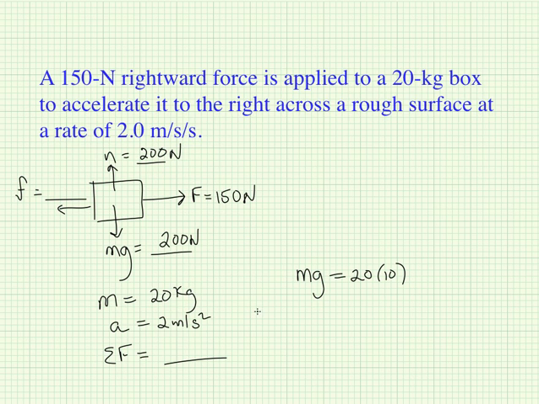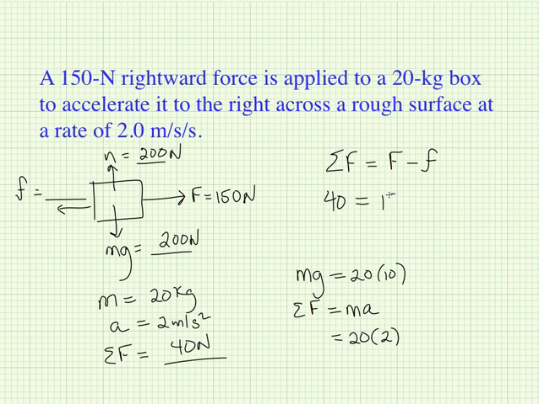All right, next, let's do the net force, because I know the sum of the forces equals the mass times acceleration. The mass of this thing is 20 kilograms and my acceleration is 2. That gives me a net force of 40 newtons. So to find that frictional force, we know the sum of the forces equals my applied force minus my frictional force. The net force, which was 40, equals the applied force, which is 150, minus friction. We solve for friction, and we get 110 newtons.